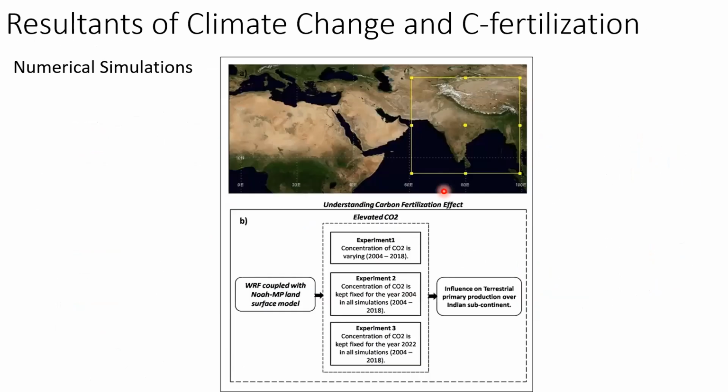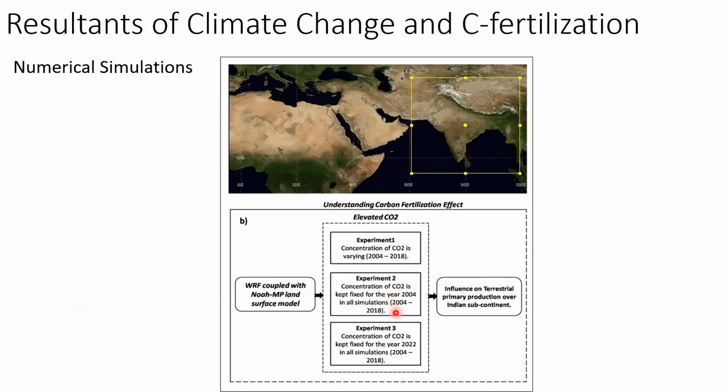Now, what exactly happened in the observed condition is something we are not very sure about. So we thought, let's do regional simulations for the observed data set and try to find out what exactly is happening. We have taken the NOAH LSM, a land surface model coupled with the Weather Research and Forecasting model, and we have considered three cases. One is the standard one, where CO2 is increasing from 2004 to 2018.